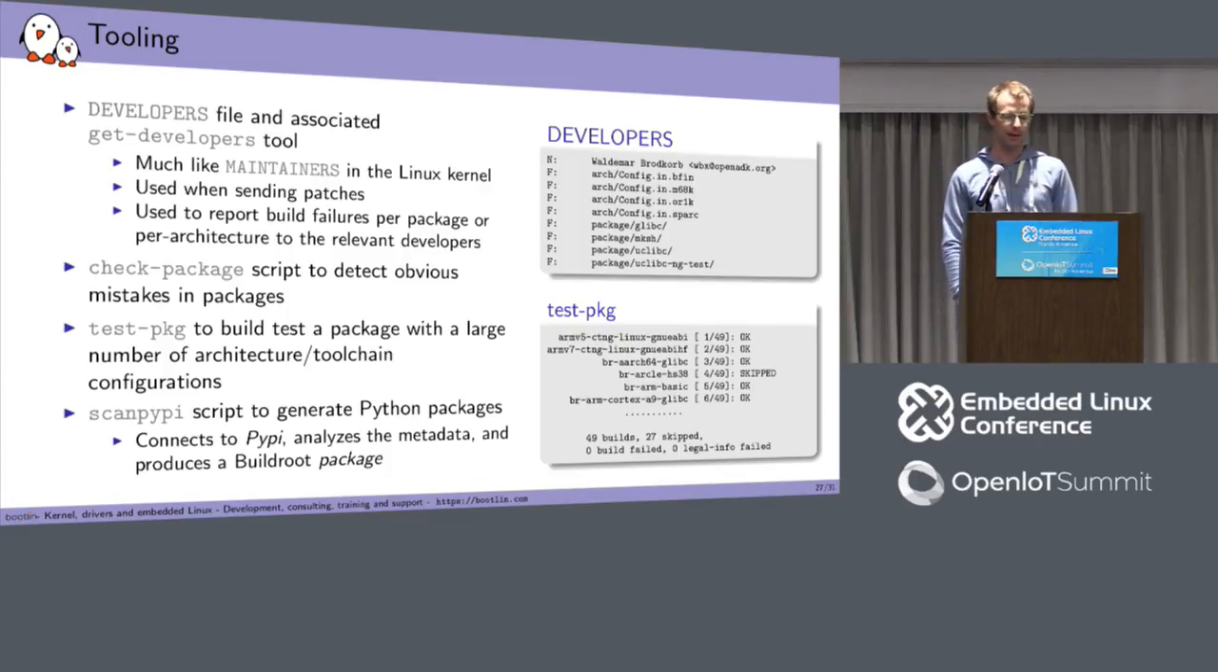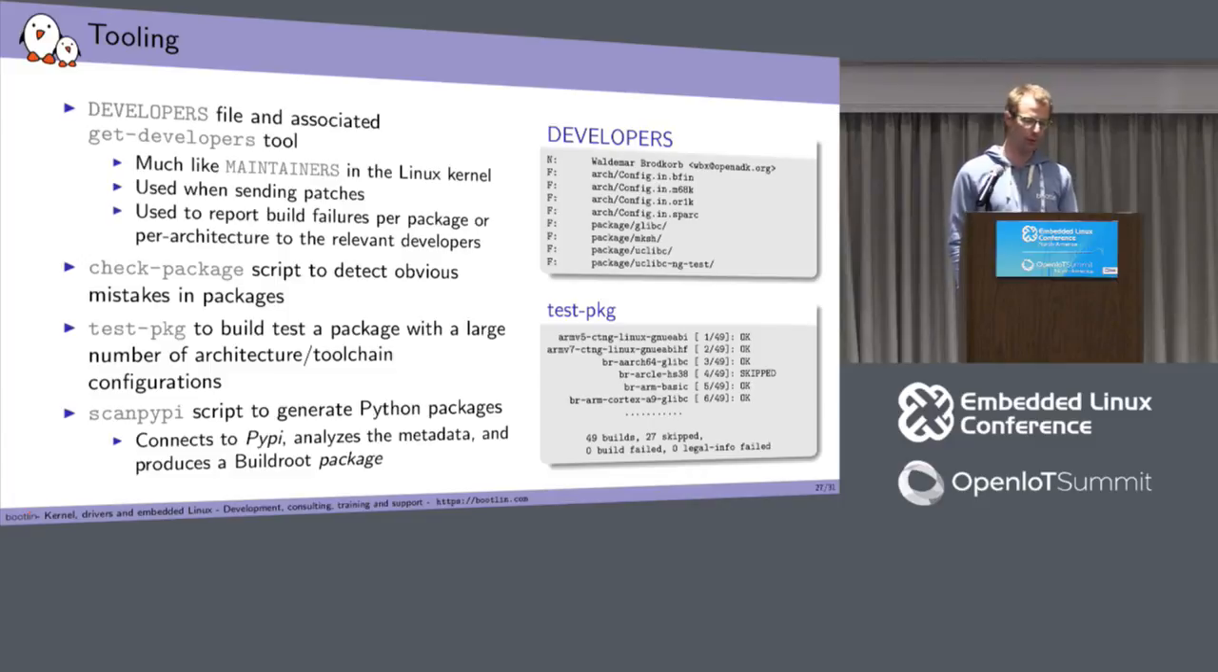We've added a test-package script, the output of which you can see on the bottom right of the slide. It's basically a small script that will build-test your package on all the toolchain architecture configurations that we test in the autobuilders. So it's going to show you how this package is going to break or not the autobuilders if it gets merged. That is nice to run before submitting a new package.